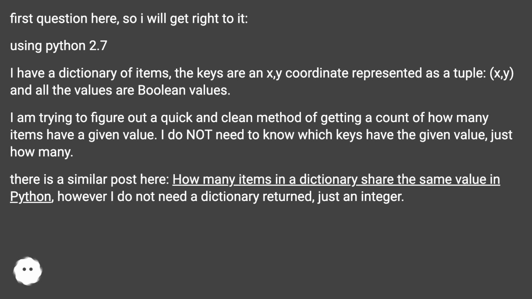The keys are an x, y coordinate represented as a tuple (x, y), and all the values are Boolean values. I am trying to figure out a quick and clean method of getting a count of how many items have a given value. I do not need to know which keys have the given value, just how many.